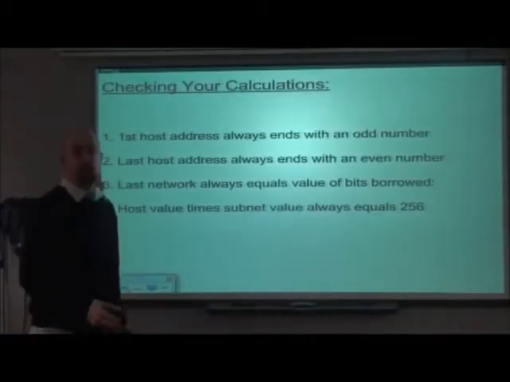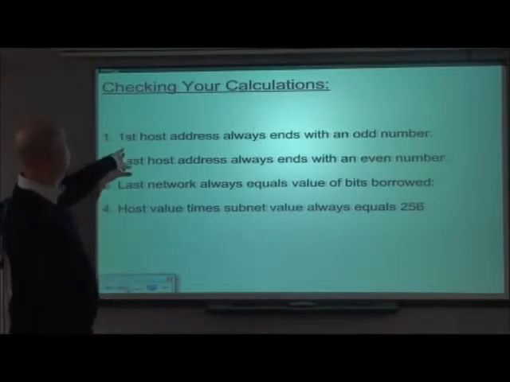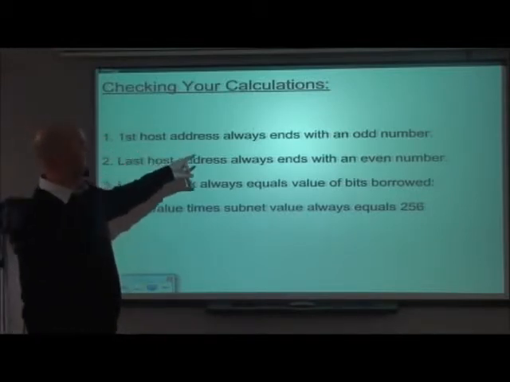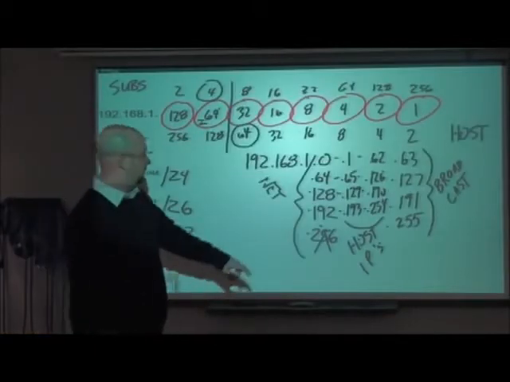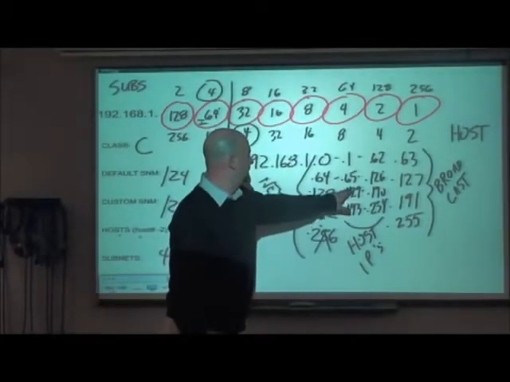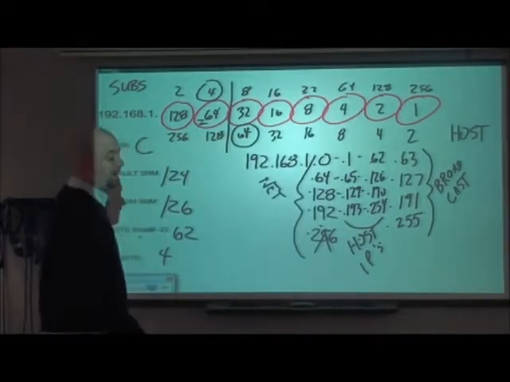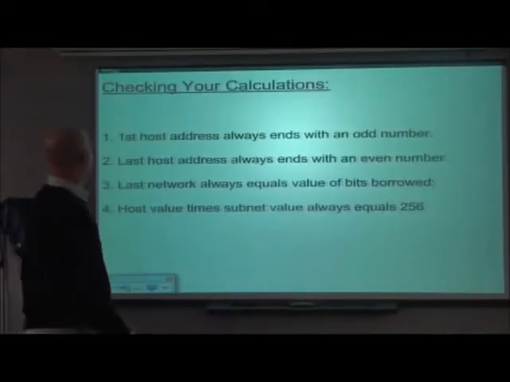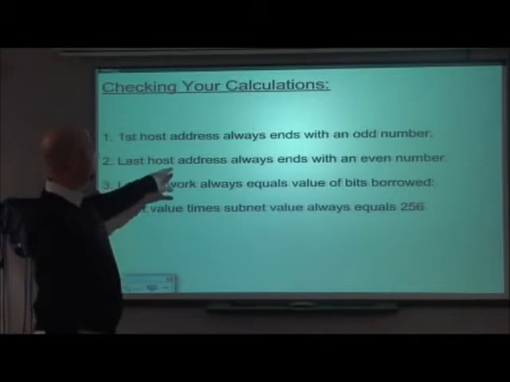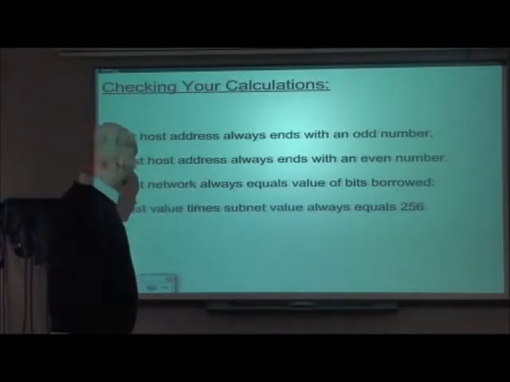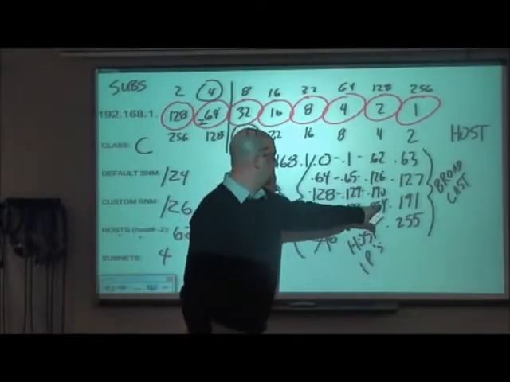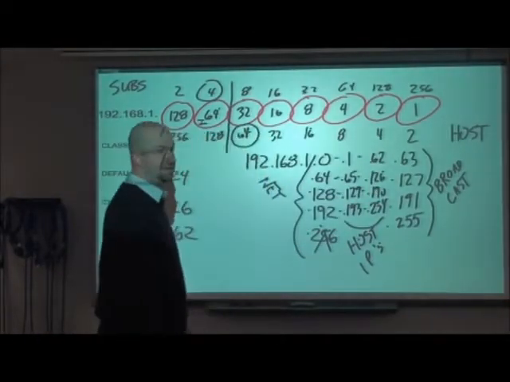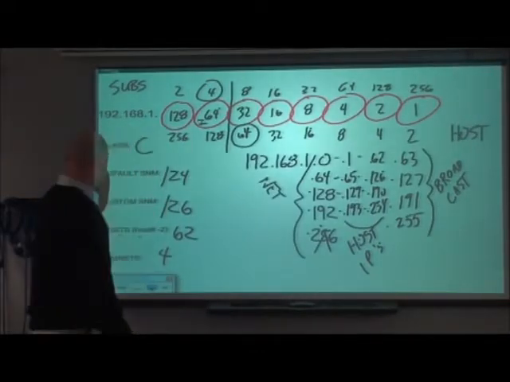Now a few ways to check your calculations. First one, the first host address always ends with an odd number. We'll take a look at our host addresses. They all end with an odd number. Second, the last host address always ends with an even number. Take a look here. All of our host IPs end with an even number.